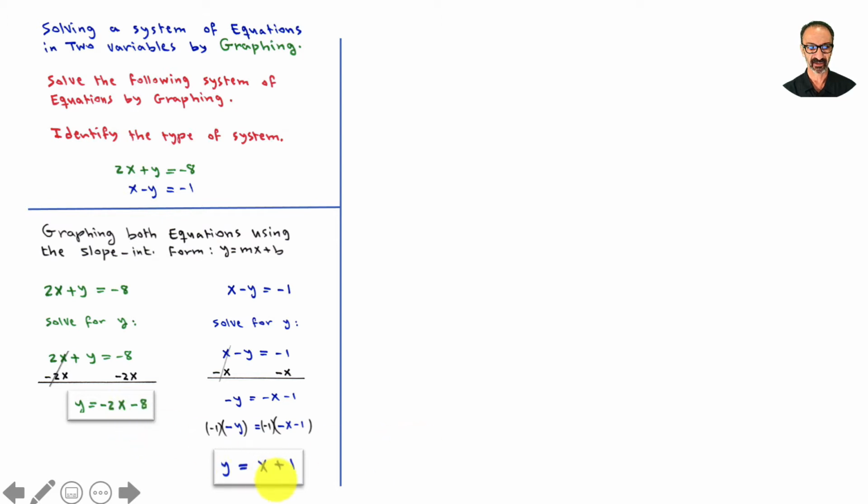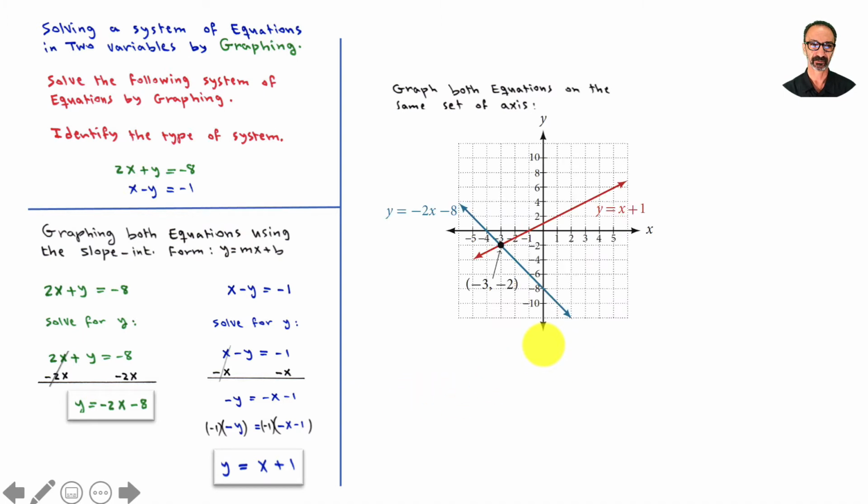As you can see, they have different y-intercept and different slope. Graph both equations on the same set of axes. And here's a graph. First one, you start at negative 8. You go down to over 1. This is 2. You could see the scale, and this is 1. And that is the slope. Of course, you have to extend it.